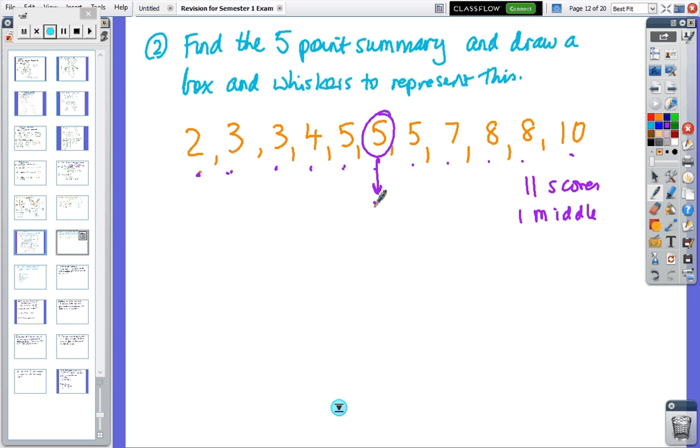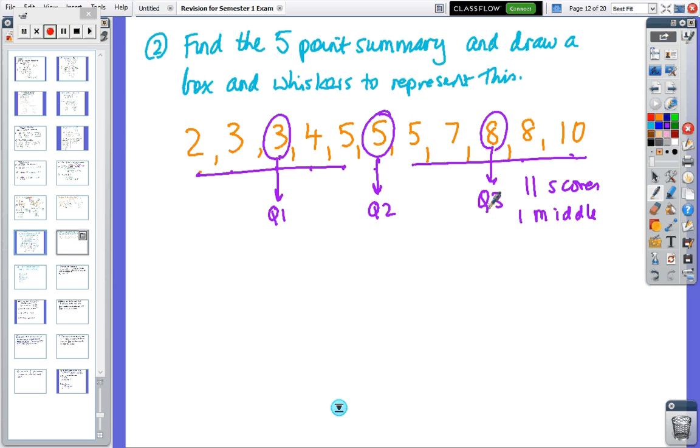Okay, so that score is the Q2. And then going backwards, we've got 5 scores. So the middle of 5 is that one there, so that'll be Q1. And going forward, the middle of 5 is that one there, so that'll be Q3. So the 5-point summary: the lowest score is 2, Q1 is 3, Q2, the median, is 5, Q3 is 8, and the highest score is 10.